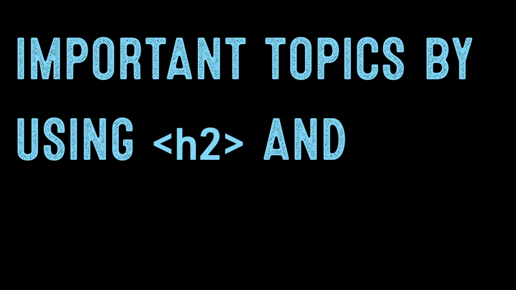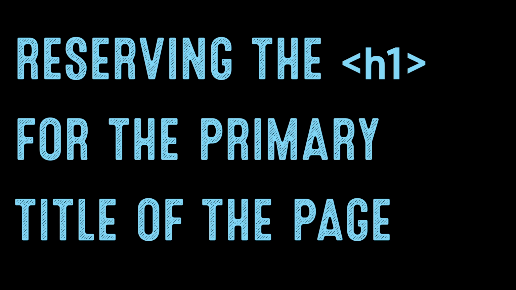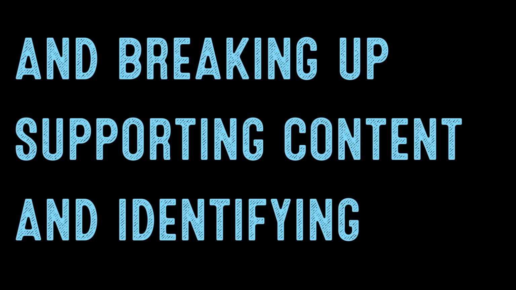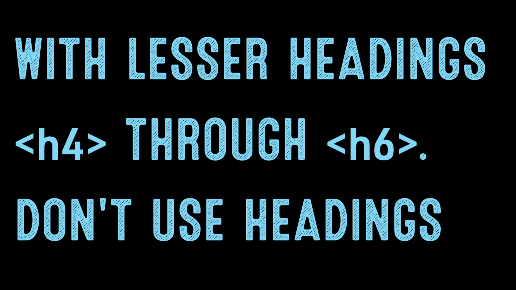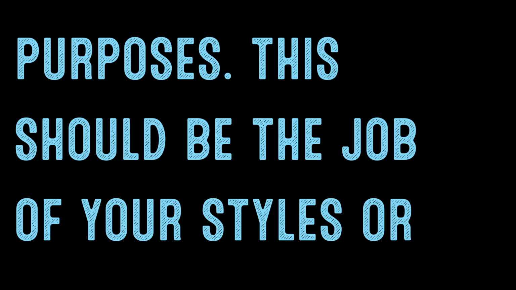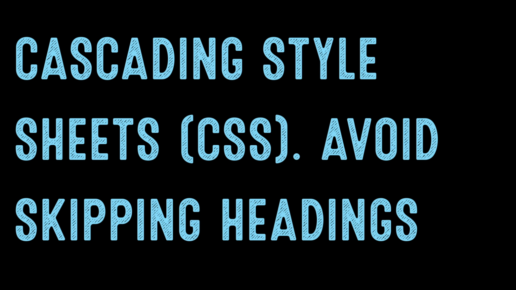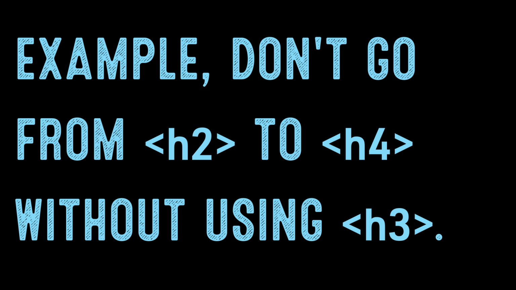Emphasize important topics by using H2 and H3 headings, while reserving the H1 for the primary title of the page, and breaking up supporting content and identifying them with lesser headings H4 through H6. Don't use headings because they make the type size bigger or for stylistic purposes. This should be the job of your styles or cascading style sheets. Avoid skipping headings as the devices may think content is missing. So for example, don't go from an H2 to H4 without using H3.